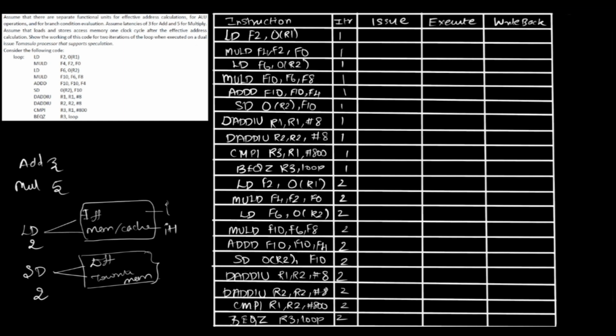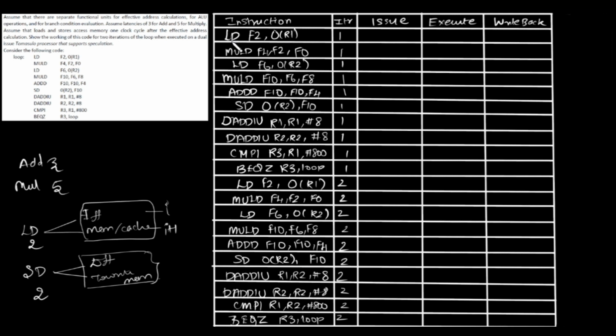They have also asked to emulate this code for a 2 iteration loop, and they have given a dual issue. So at a time our processor can issue 2 instructions. For that we will emulate the Tomasulo algorithm without speculation. I have already filled in the instructions for 2 iterations. If you see, the same instructions from LD to BEQZ appear the first time, and the second time we have again given LD to BEQZ.